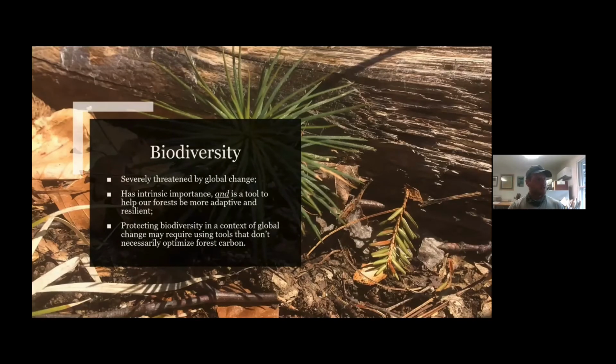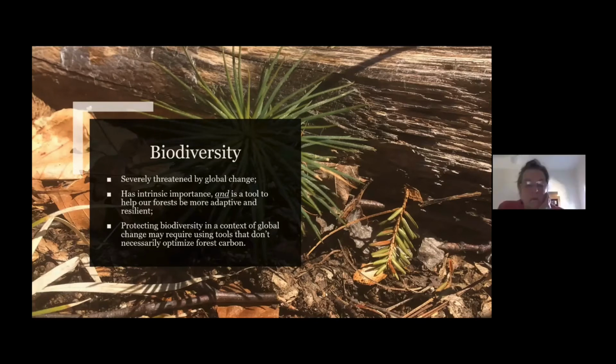So biodiversity is something that is precious. It is severely threatened by global change. And when you look at the statistics about where we are, we're in the middle of a mass extinction event. Where we are with biodiversity, it's sobering, right? According to some sources, 1 million animal and plant species are now threatened with extinction.